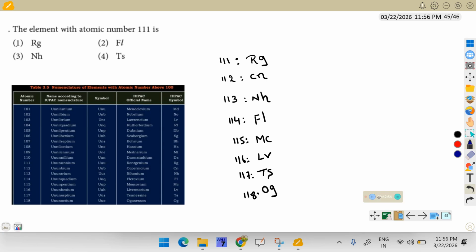The element with atomic number 111 is roentgenium, Rg. Flerovium is 114, nihonium 113, tennessine 117.